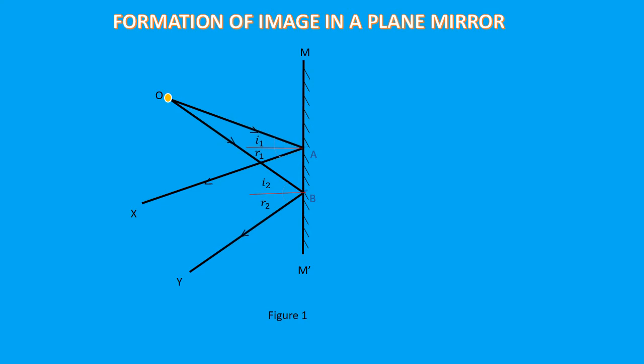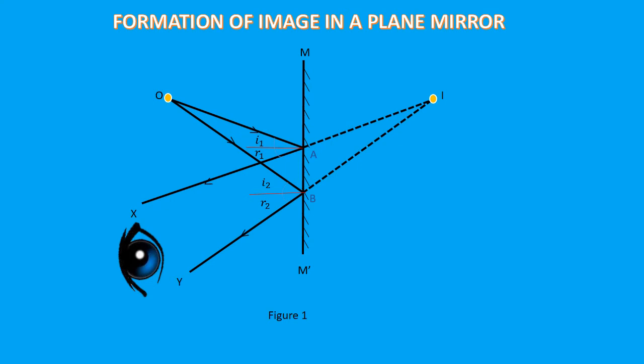See children, the reflected rays don't meet, so we extrapolate or produce them backwards so that they meet at I. So I is the image that is formed, and this image is a virtual image, since we know that it was not formed by the actual intersection of the light rays. And this image that we see in the mirror can't be obtained on a screen. That's why we say that such images which cannot be obtained on a screen are called virtual images.